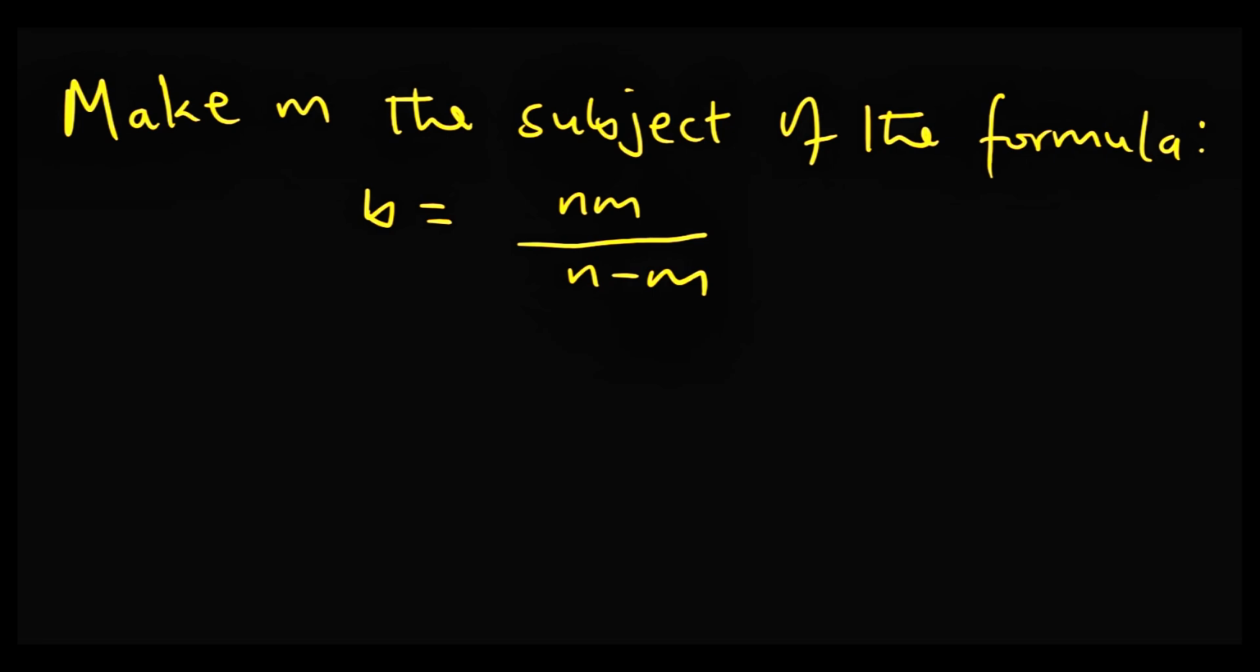In this video, we are going to learn how to make a variable the subject of a formula. So we have: make m the subject of the formula, and we have b is equal to nm over n minus m. So the first thing we're going to do is put this over 1 and then we cross multiply, so that we have b into n minus m being equal to nm times 1.